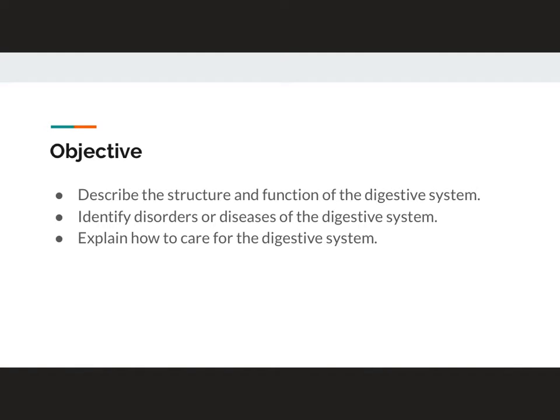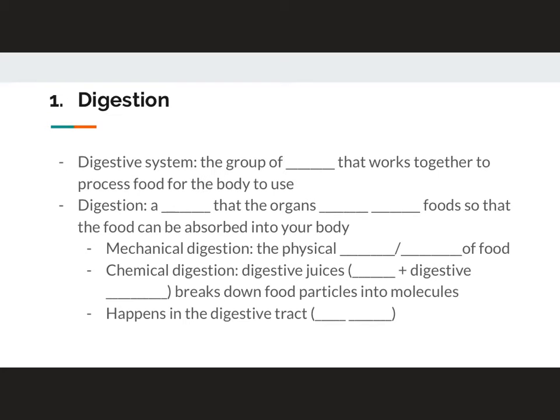First one is to describe the structure and function of the digestive system. So you'll have to know where they're placed and then also how they function. Second one, identify disorders or diseases of the digestive systems. So we are going to take a look at common diseases that relate to digestive systems. And then the third one, explain how to care for the digestive system so that you can stay healthy.